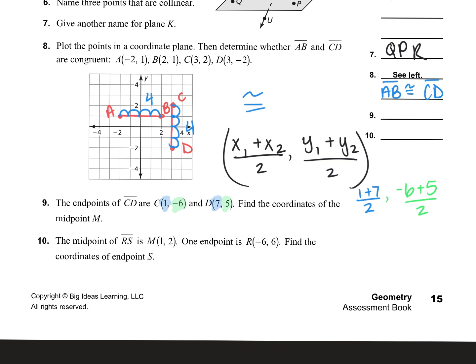Solving it, 1 plus 7 is going to give me 8 over 2, and 8 over 2 is going to equal? Perfect. Looking at the next one, I'm going to have -6 plus 5. What is that? -1 over 2, and I'm just going to keep it like that. So my answer is going to be (4, -1/2) in parentheses because I'm writing coordinates.